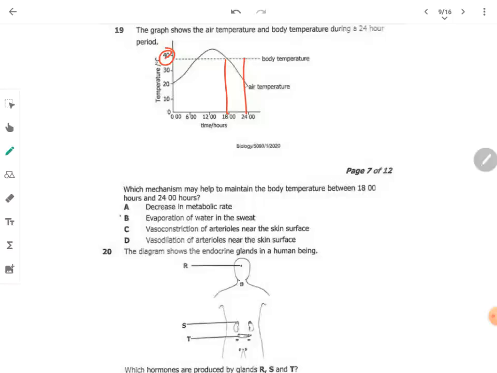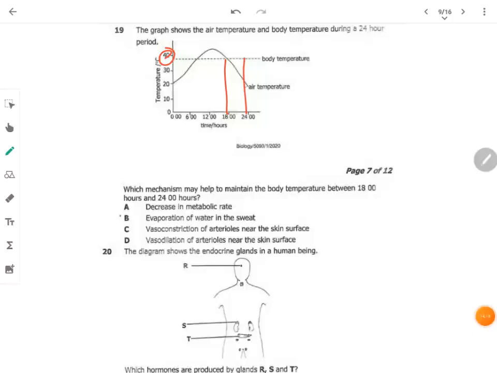Now, during hot conditions, we have vasodilation of arterioles near the skin. At the same time, during cold, we have vasoconstriction. Sorry, when the temperature is low, that means to prevent the loss of heat to the surrounding, we have vasoconstriction, in which the blood vessels reduce in size to prevent more blood from flowing there.